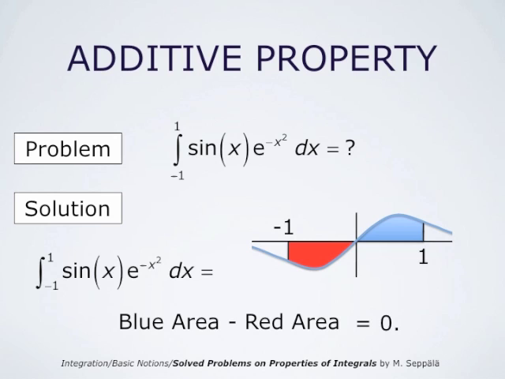So we conclude that the integral from negative 1 to 1 of sine of x e to the negative x squared dx is 0 without actually having to compute the integral in any particular way. We just use the properties of the function to be integrated, namely the fact that the function at x takes the value negative of f at x.